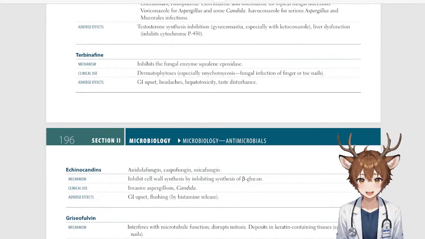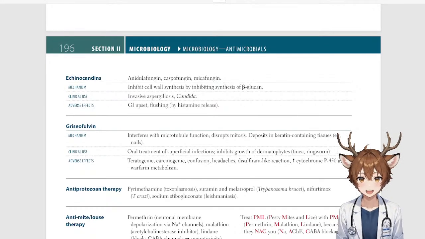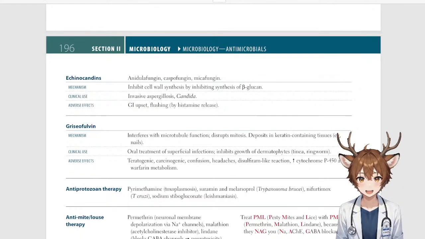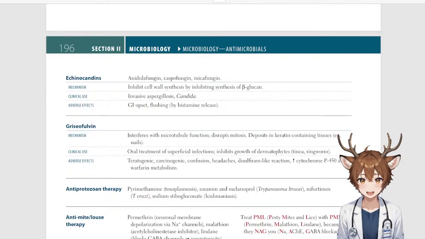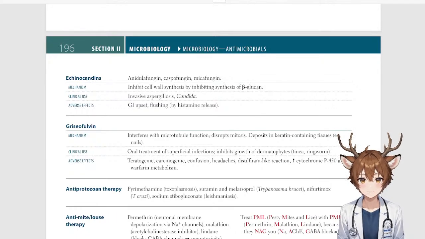What about echinocandins? Echinocandins: anidulafungin, caspofungin, micafungin. The mechanism: inhibits cell wall synthesis by inhibiting the synthesis of beta-glucan. Clinical use would be invasive aspergillosis and Candida. The adverse effects of echinocandins: GI upset, flushing by histamine release.